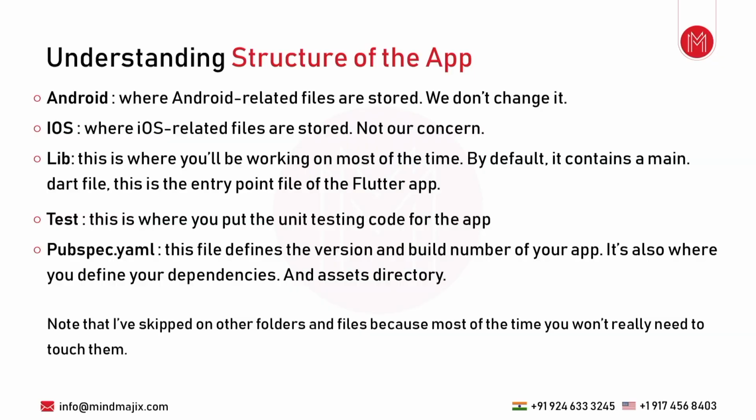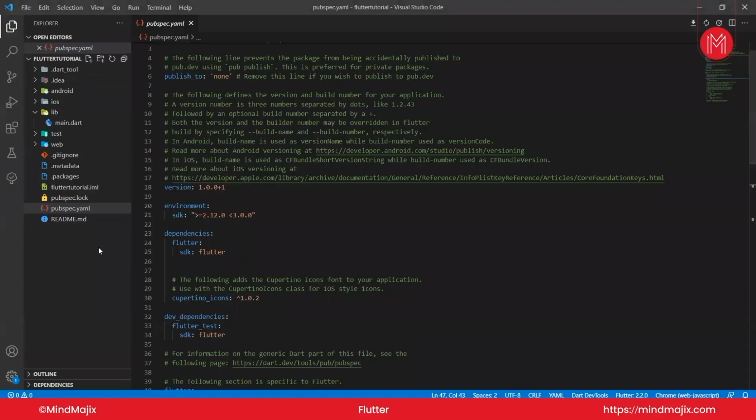But just remember, I have skipped other folders and files because most of the time we won't really need to touch them. We only have to work on lib, pubspec.yaml, and a little bit within the Android and iOS folders. So now you have your Flutter application up. It's time to run it on a device.